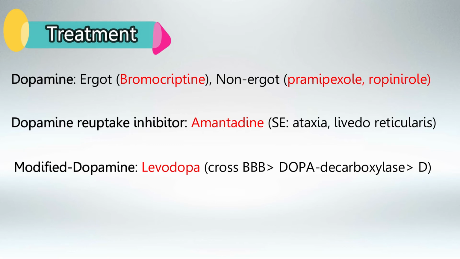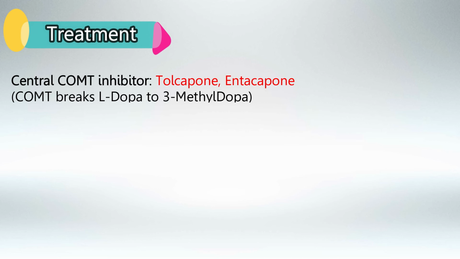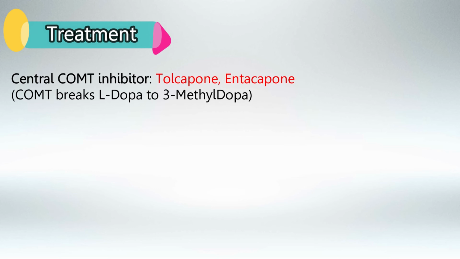Levodopa will cross the blood-brain barrier and be metabolized by dopa decarboxylase to produce dopamine. We can also decrease the tremors and rigidity using antimuscarinic agents like benztropine. And another way to increase dopamine in the brain is by inhibiting the COMT enzyme, which will usually break down L-dopa. So COMT enzyme inhibitors in the brain are tolcapone and entacapone.